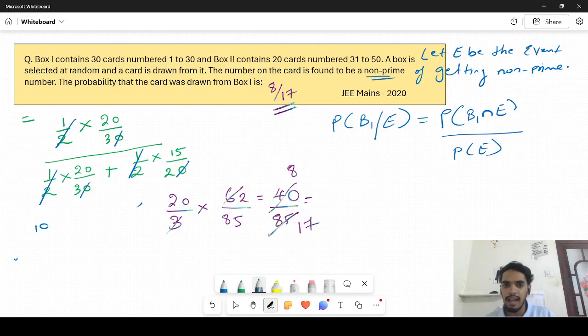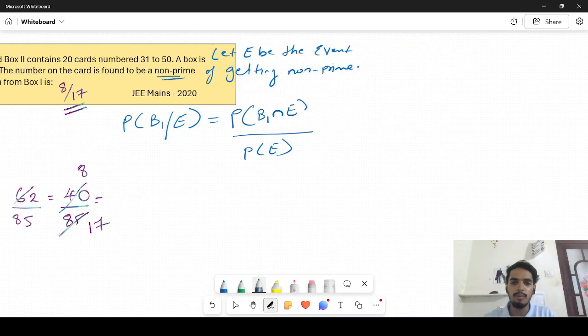Are you getting confident by solving such questions, guys? Because JEE is not that difficult. If you learn everything with crystal clear concepts, it is very easy, guys. Very easy. Okay. Now, one more question.